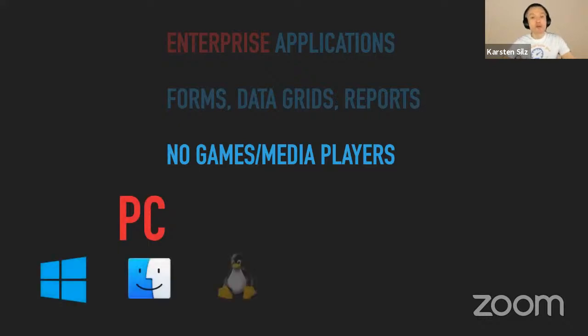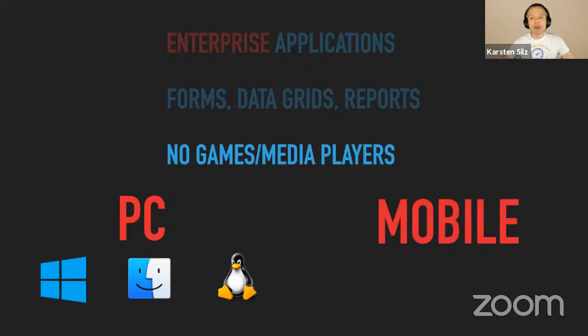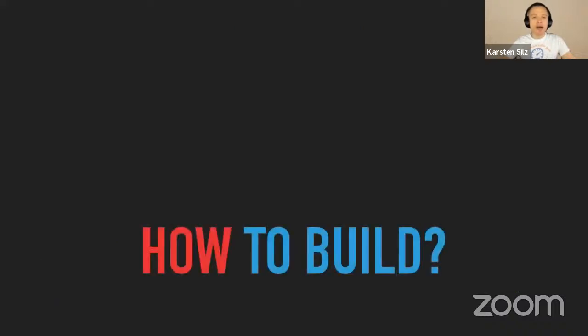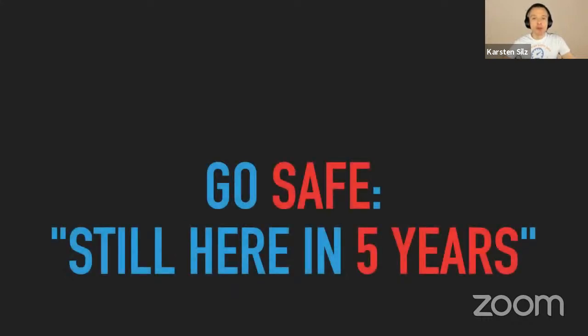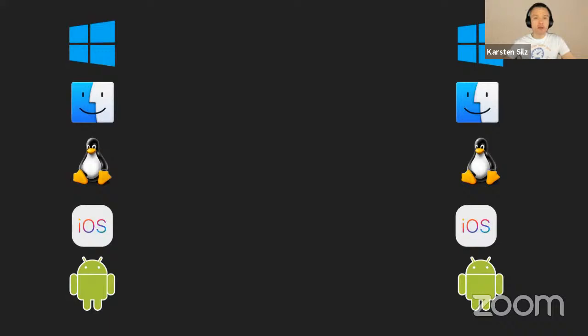And in the enterprise, of course, there are 2 kinds of classes of devices. There's the PC, still going strong, Windows, Mac, and Linux, but mobile eats into that. iOS and Android become more and more dominant. They already dominate the consumers, but in enterprise, they're slowly marching up there. So how can we actually build for PC and mobile? I think the first option I'd like to explore is to go safe. So I want to pick something that I know is still going to be here in 5 years. And there are 2 safe options here.